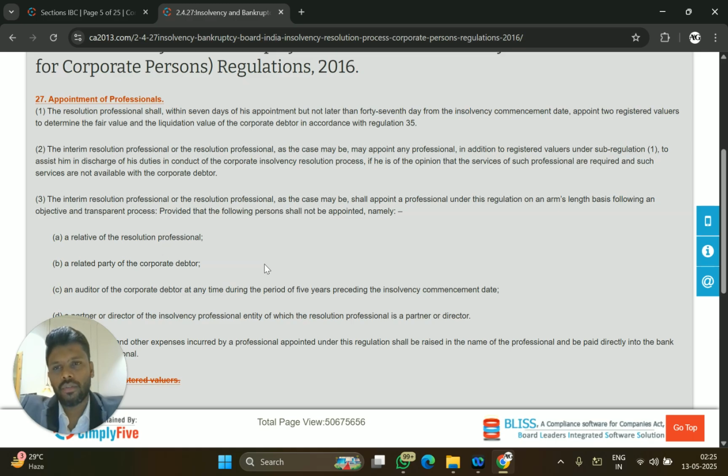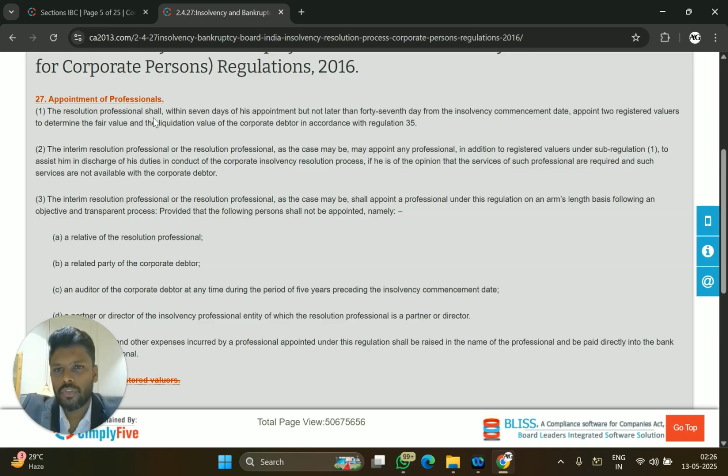So ideally, for each class, the RP has to appoint 2 valuers. For example, if there are many assets of the company belonging to all 3 classes, the RP has to appoint 6 registered valuers. Or if the RP wants to appoint two registered valuers, the two registered valuers should be registered with each of those classes. So basically, two registered valuers having registration for that specific class.